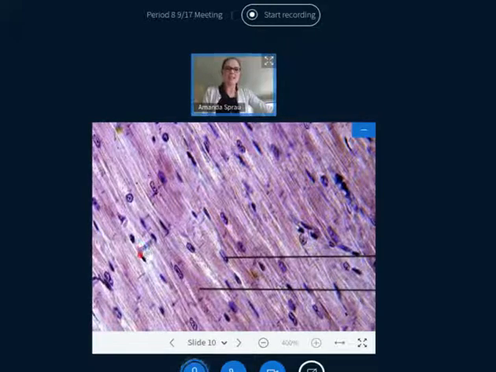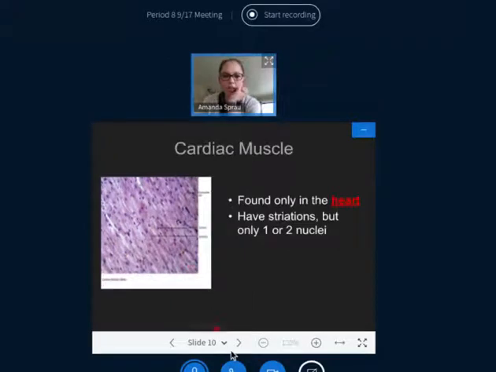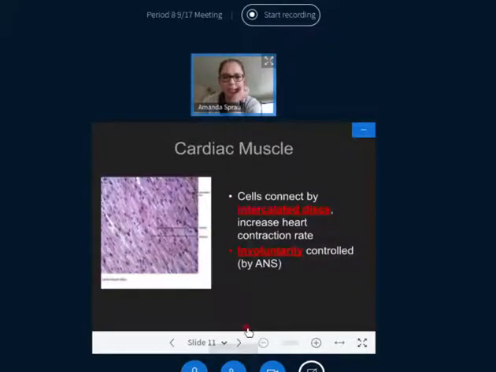So the main way that I tell it's cardiac muscle is this feature called intercalated discs. You guys see our muscle fibers are running up in this direction. These intercalated discs run perpendicular to the direction of the muscle. So there are these little dashes here that are in the muscle, and that is a key feature of cardiac muscle. And these increase the heart's contraction rate. They allow the heart to contract more often.